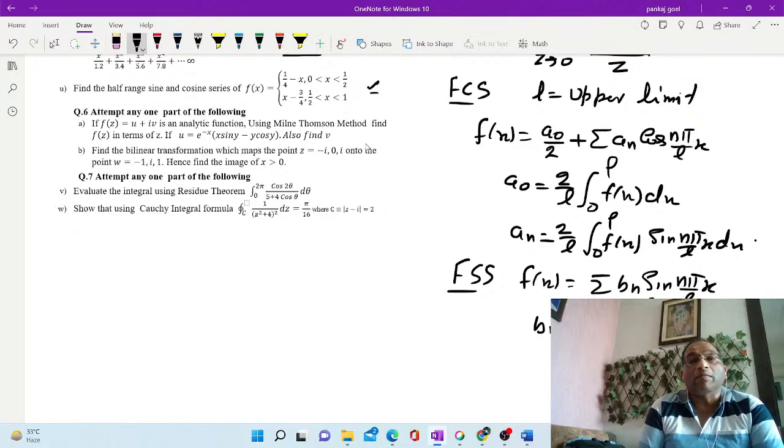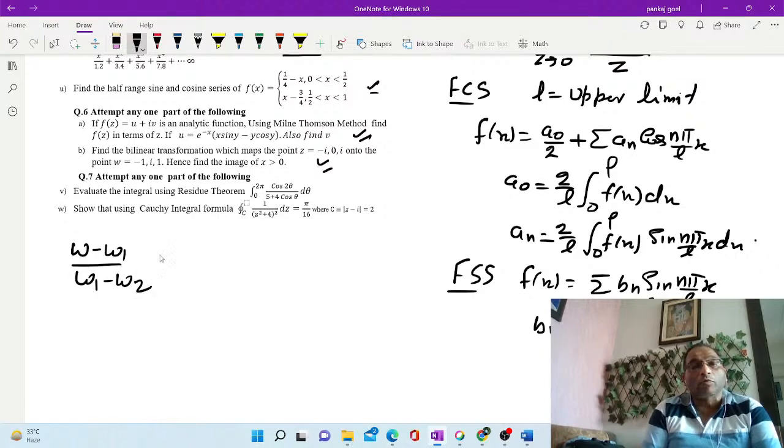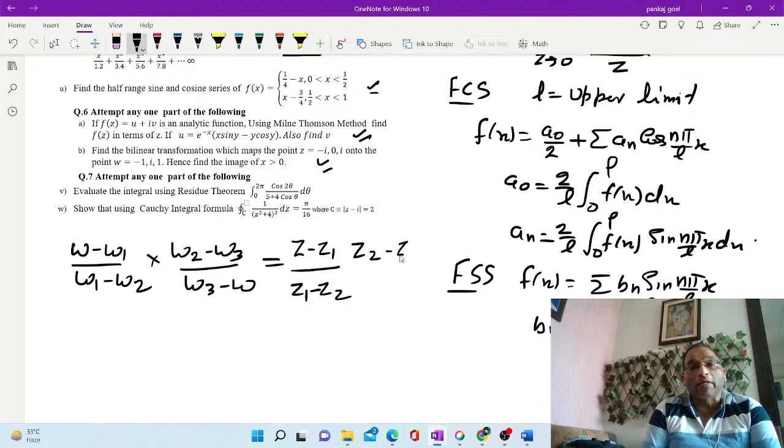In unit 4, there will be the analytic function Milne-Thomson method may be there, and bilinear transformation. In bilinear transformation, the formula is (w minus w1) upon (w1 minus w2) into (w2 minus w3) upon (w3 minus w), and that is equal to (z minus z1) upon (z1 minus z2) into (z2 minus z3) upon (z3 minus z).